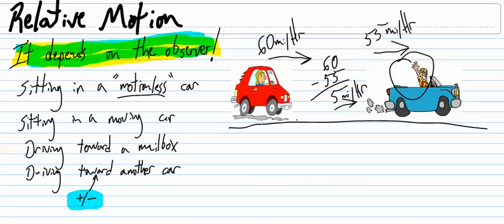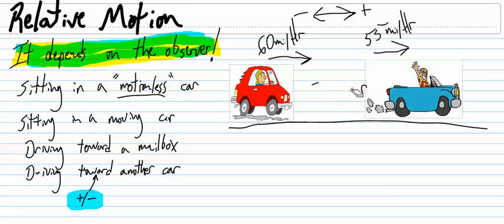And it's a positive number because they're both going in the same direction. Kind of an assumption that I made here was that positive was to the right and negative is to the left. Okay, so what about the person in the red car? What would he say about the other car's motion?